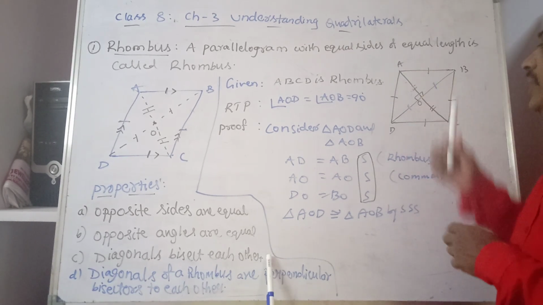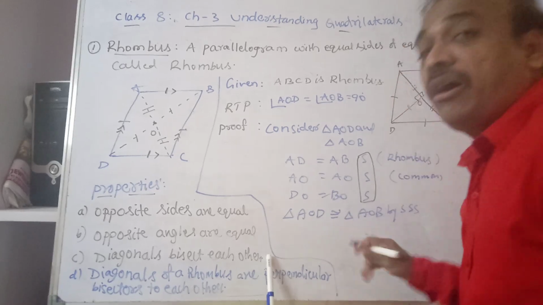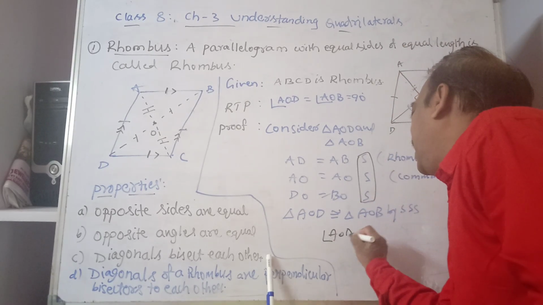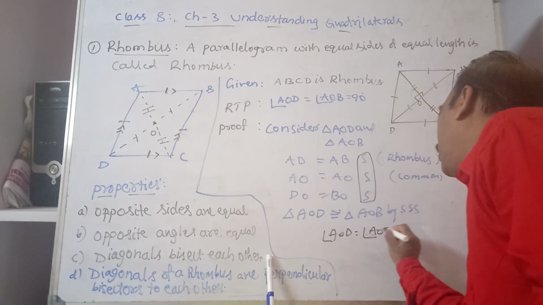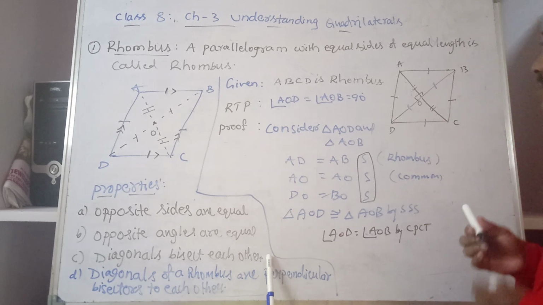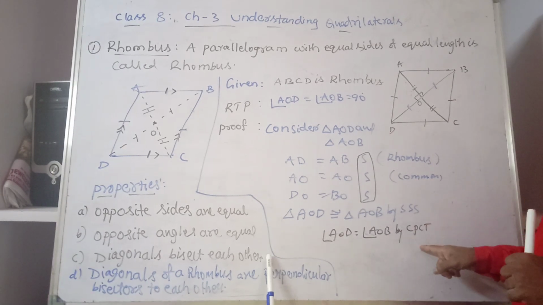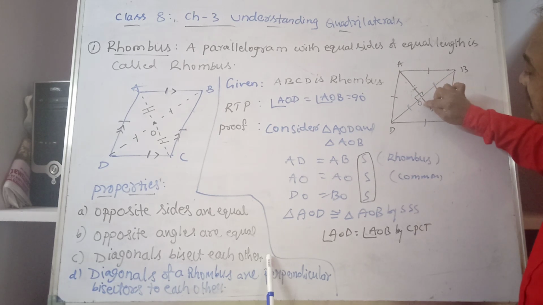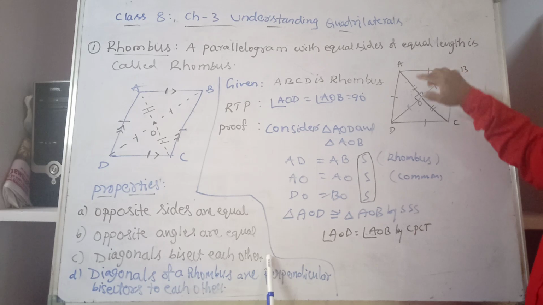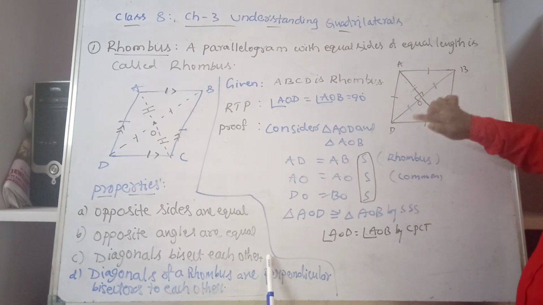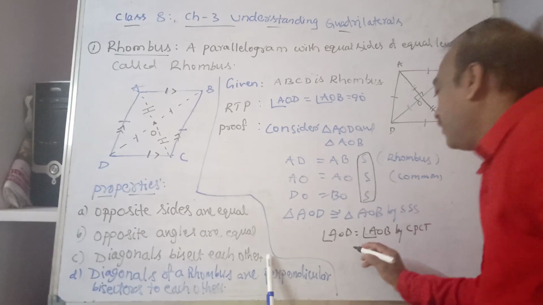Angle AOD is equal to angle AOB by CPCT, corresponding parts of congruent triangles. But you see, these two are a linear pair, adjacent angles. They have the common vertex O and the common arm AO. So adjacent angles in a linear pair add up to a straight angle, so they add up to 180 degrees.